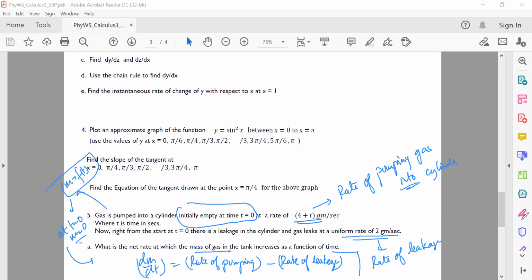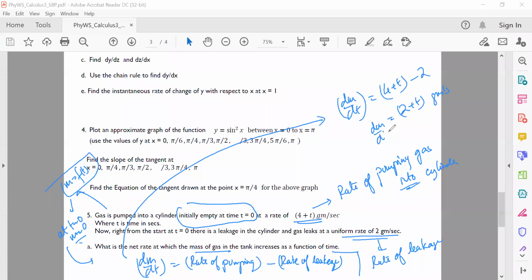So from this we can see that the rate of change of mass will be equal to the rate at which we are pumping, which is a variable rate, by the way, minus the rate at which it's leaking out, which is a constant rate. So it is equal to 2 plus t in grams per second. So what this means is that this is an instantaneous rate.